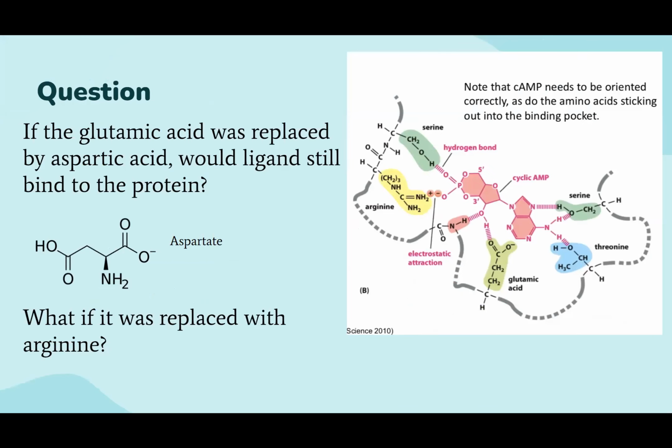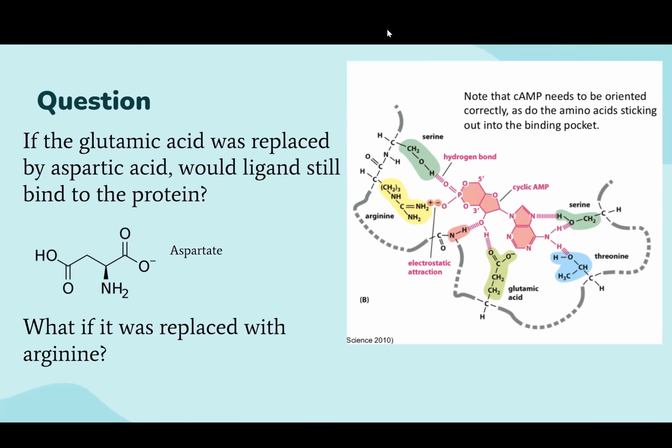And so let's just do a quick question. Let's simulate the problem set. So if the glutamic acid, in the bottom, it's this green color right here, if the glutamic acid was replaced by aspartic acid, would the ligand still be able to bind to the protein? And I included the aspartate. The R group is to the right of the nitrogen if you're confused. So you can write your answers in the chat, or you can just speak up.